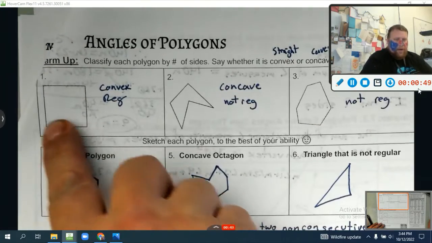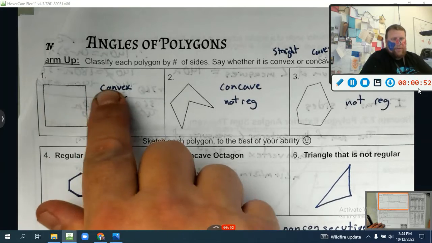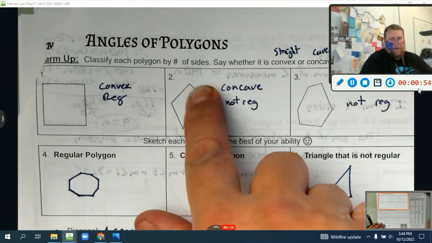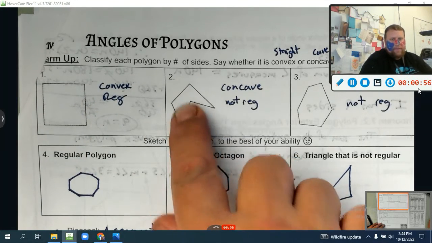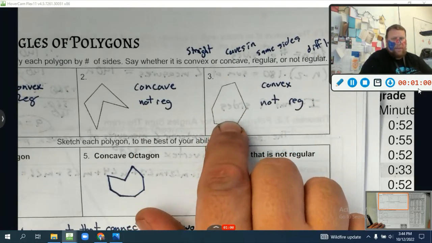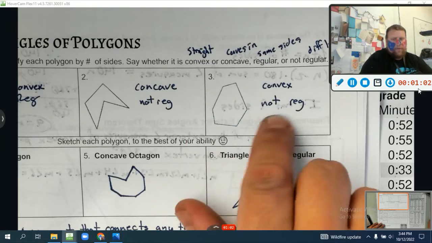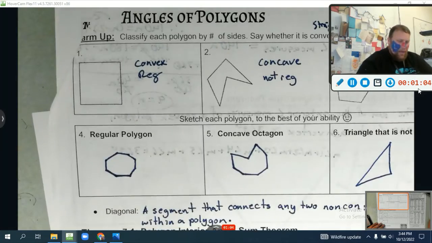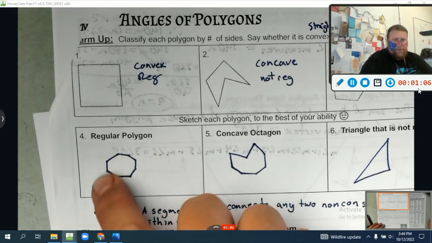So we see this first one right here, sides are of the same length and they're straight, so it's convex regular. This one caves in, so it's concave, and the sides are of different lengths, so not regular. And then this one right here, there's no caving in, so it's convex, but the sides are of different lengths, so it's not regular.